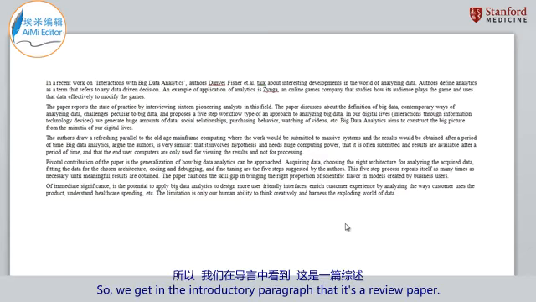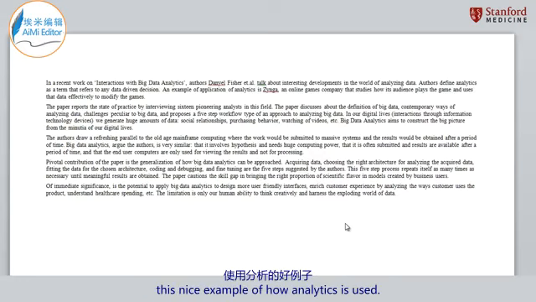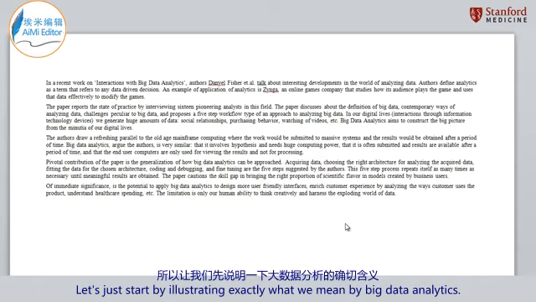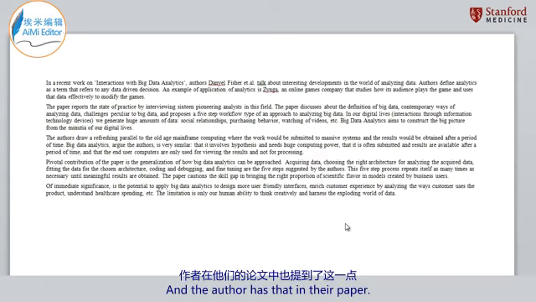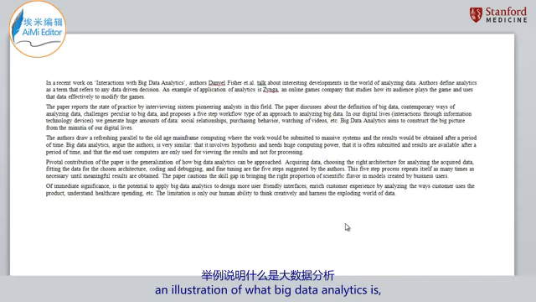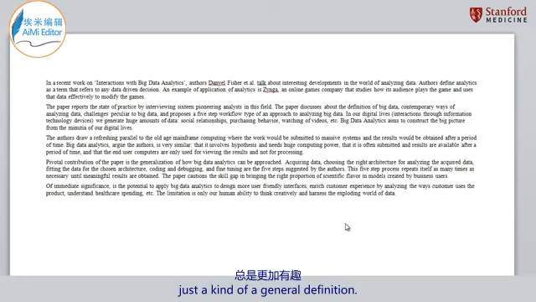So we get in the introductory paragraph that it's a review paper, they define analytics in this way, and then we get this nice example of how analytics is used. So I think in the introduction, because you kind of draw the reader in, let's just start by illustrating exactly what we mean by big data analytics. And the author has that in their paper. So we just got to move a few things around so that we start with an illustration of what big data analytics is, rather than a definition. Illustrations are always more interesting to the reader than just kind of a general definition.